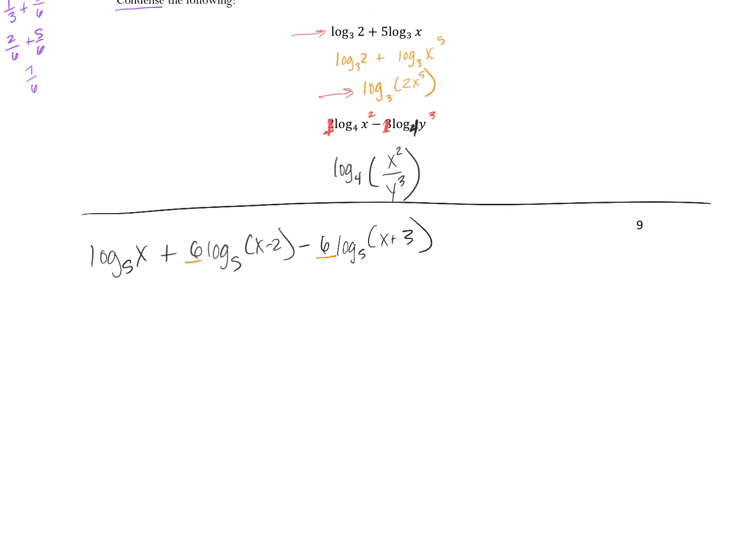First thing we're going to do, move those exponents up. All right. So basically, anything that's got a positive exponent is on the top. Anything with a minus sign in front, a negative exponent, is on the bottom. Does that kind of make sense? Okay, so on the top of my fraction, I'm going to have x and then x minus 2 to the 6th. On the bottom, I'm going to have x plus 3 to the 6th.